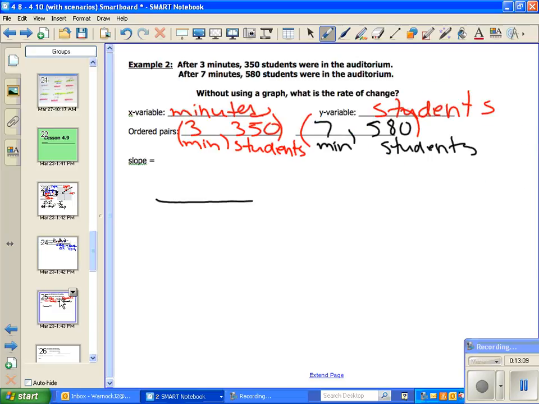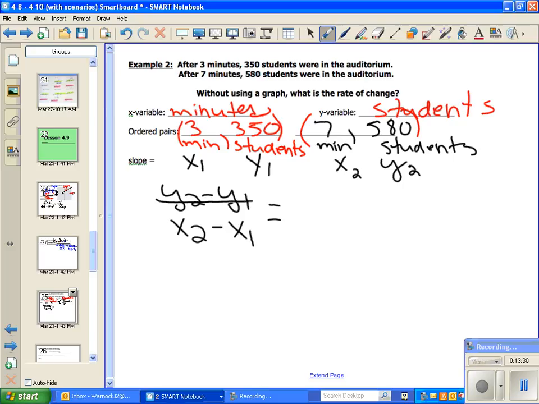Okay, I want you to label your first ordered pair. This is x1, y1. It's the first ordered pair of x's and y's. The second ordered pair, of x and y. Okay, y2 minus y1 over x2 minus x1.